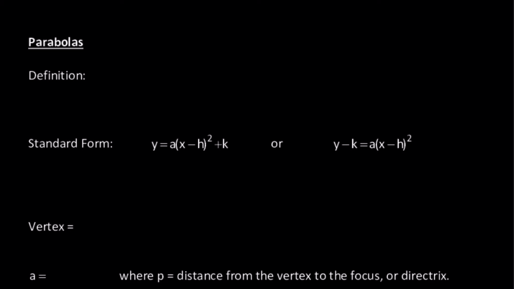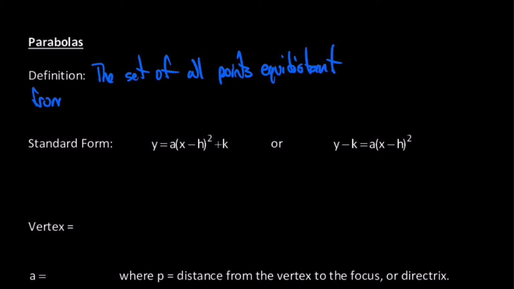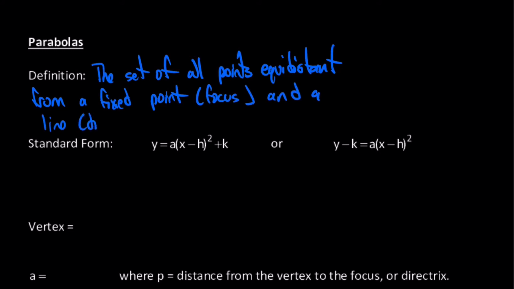So first, what's the definition of a parabola? The definition is the set of all points equidistant from a fixed point, and that's your focus, and a line, and that's called the directrix. So I'm going to make a sketch on the right here of what we're talking about. This line is a directrix, and this point here will be the focus.